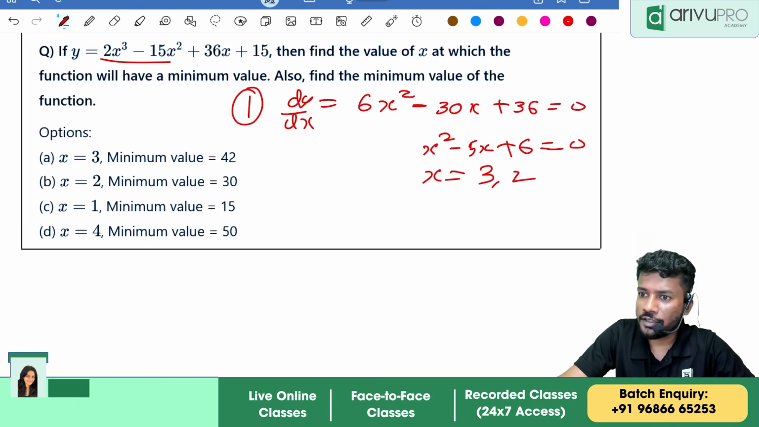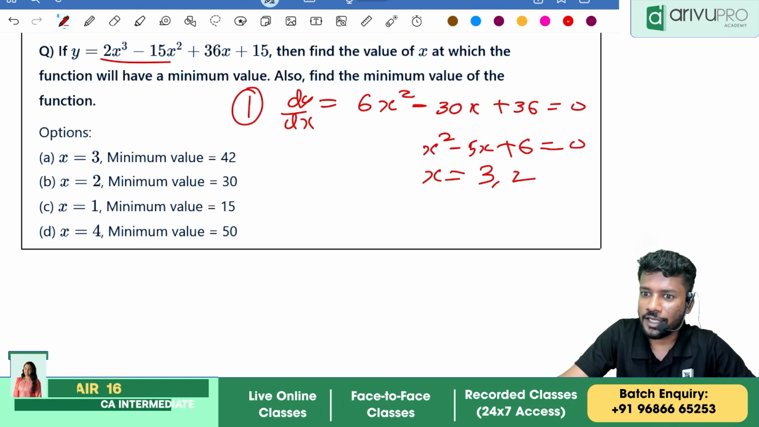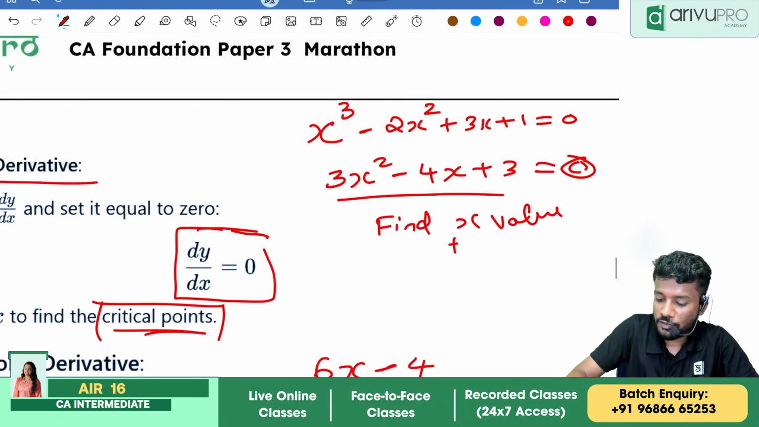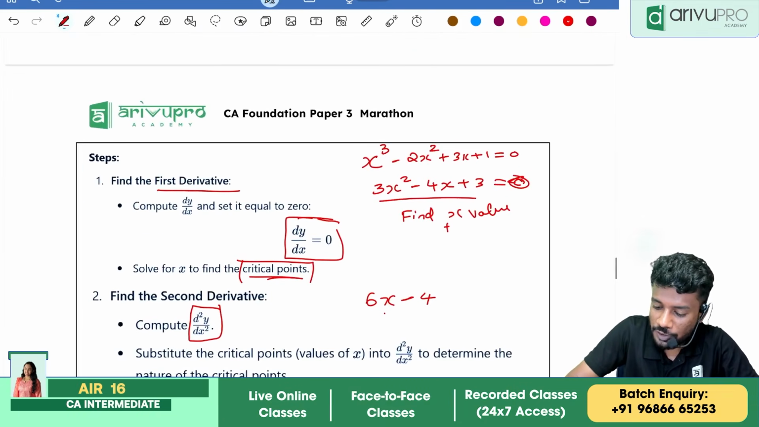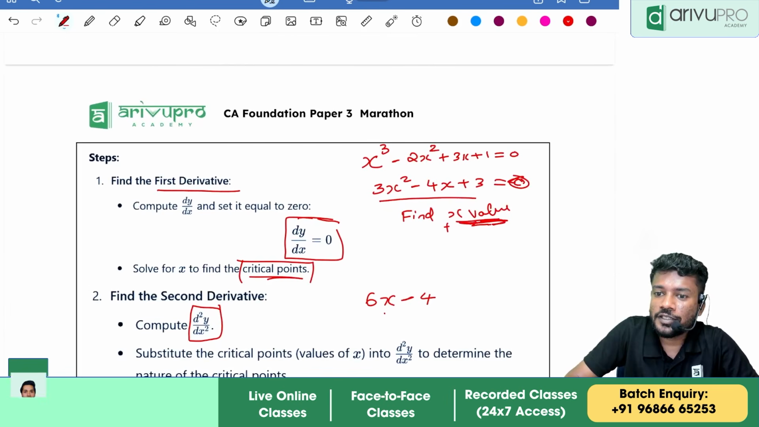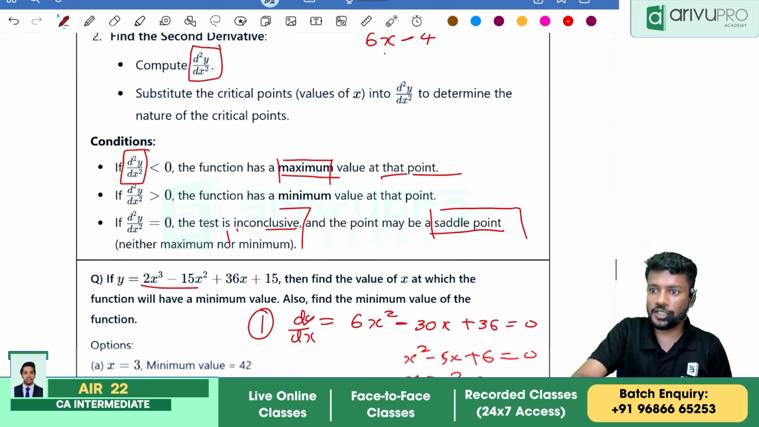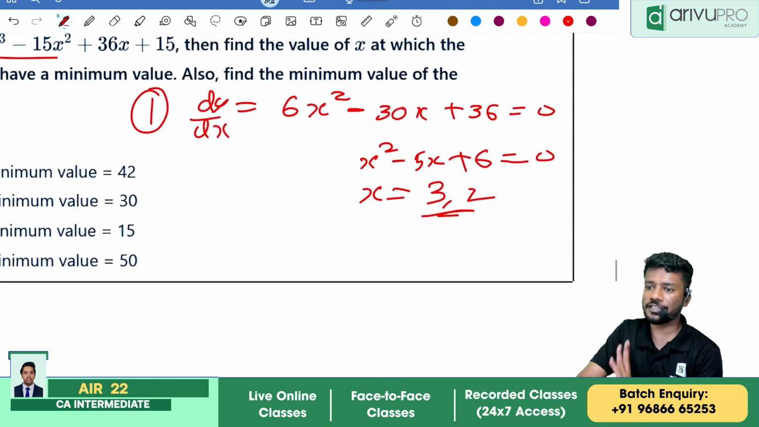That we can find. That is the next step. The first step was what? Just come back. The first step is we will equate to 0 and find the x values. We need the x values for what? Substitution. So we found the x values. That is the first step.